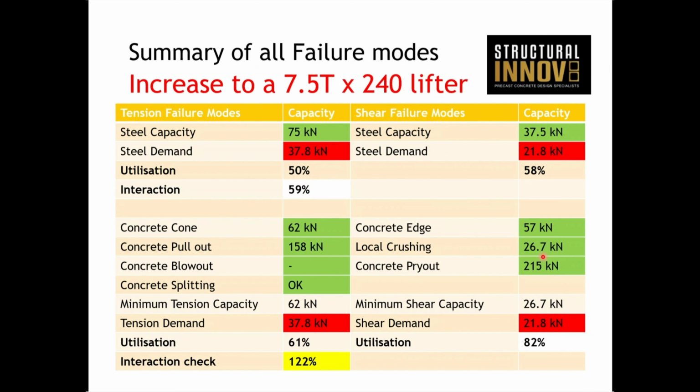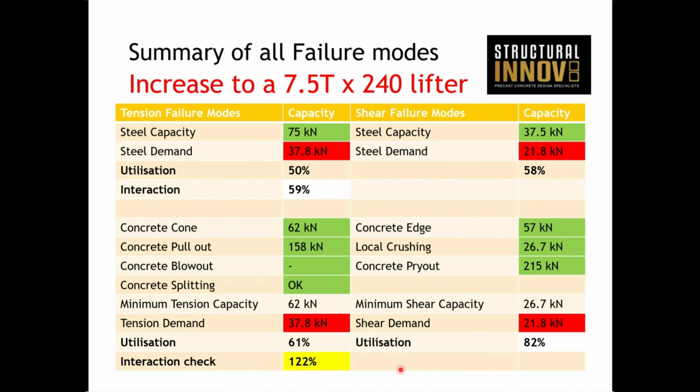By doing all that, this is the revised summary table that you're going to get. You have now satisfied the steel checks by going to a 7.5 ton by 240 lifter. In terms of your concrete checks, you've increased the local crushing capacity, and you have now satisfied the shear check, but you still have an issue with the interaction check. So that's still not working out for us.